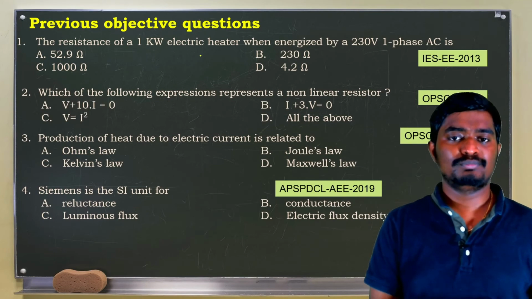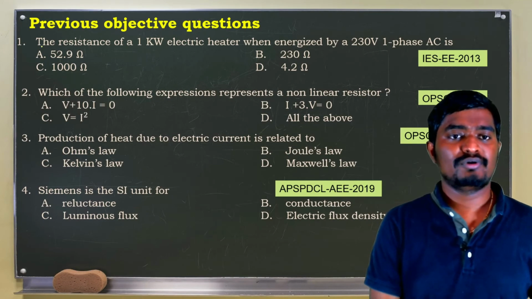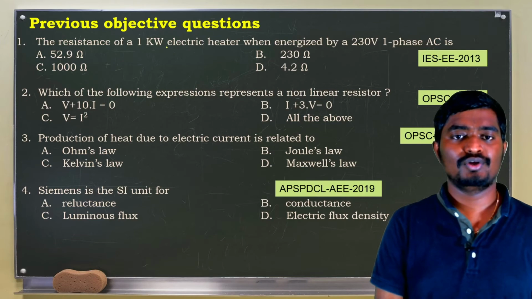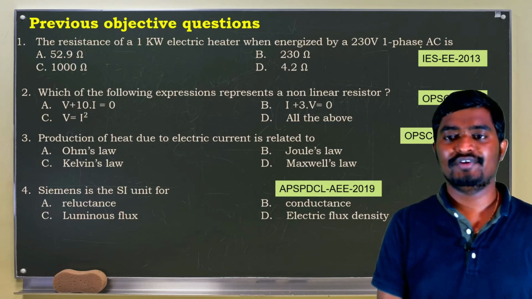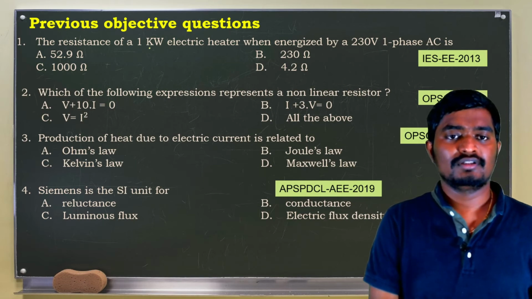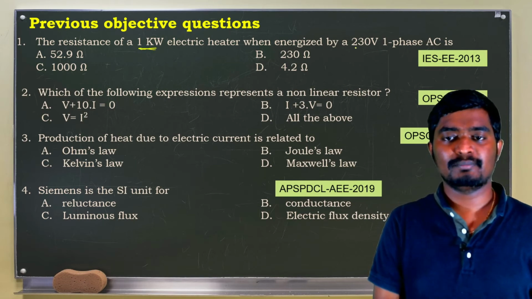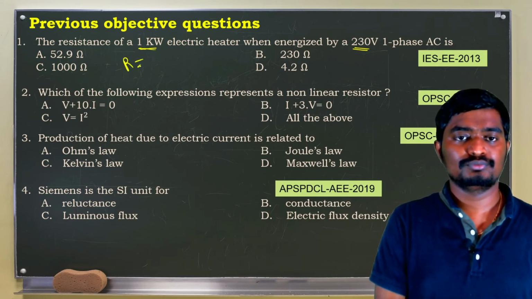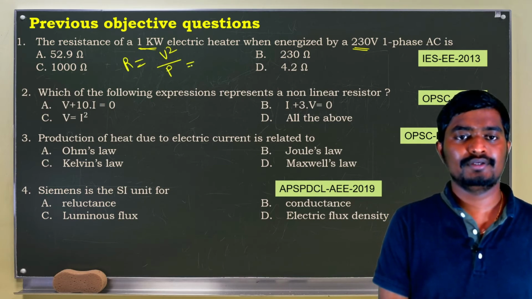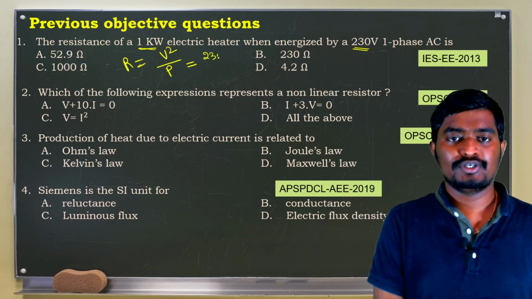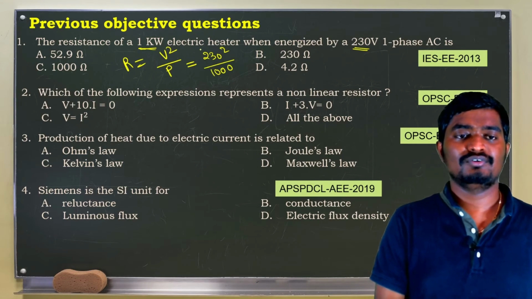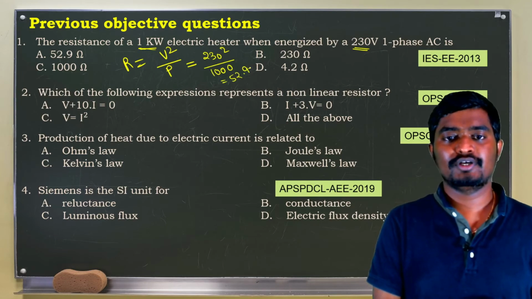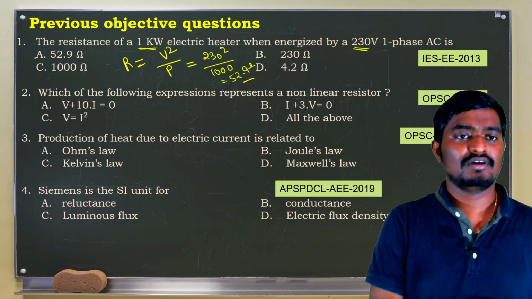Now we will see some simple objective questions. Question number 1. The resistance of a 1 kilowatt electrical heater when energized by a 230 volts single phase AC source. Here the power rating and the supply voltage value are given. Then the resistance R equal to V square divided by P. So V square means 230 square divided by 1000. After calculating this value, we will get 2.9 ohms. So option A is the correct option.